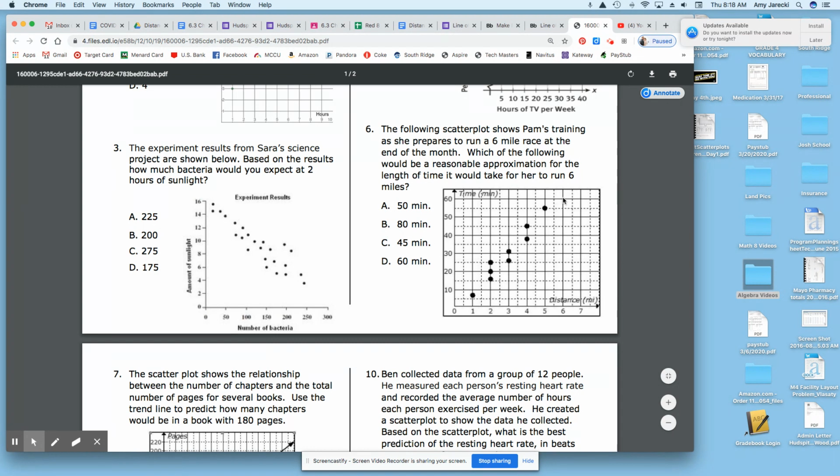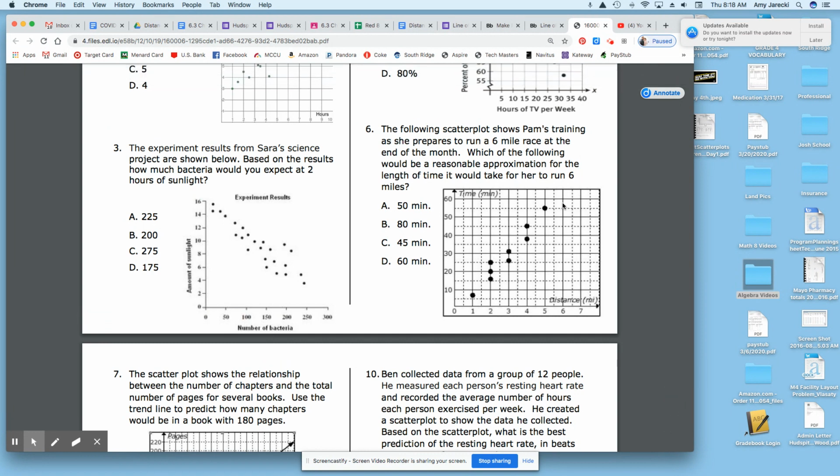But 58 is still correct. 62 is still correct. 63 is correct. That's the thing about these, especially when there's no line. There's a little bit of a window that you can choose from and still be correct. All right. So for 6 miles, scroll up, it's going to be somewhere in this range. And 60 is the only one within that range.